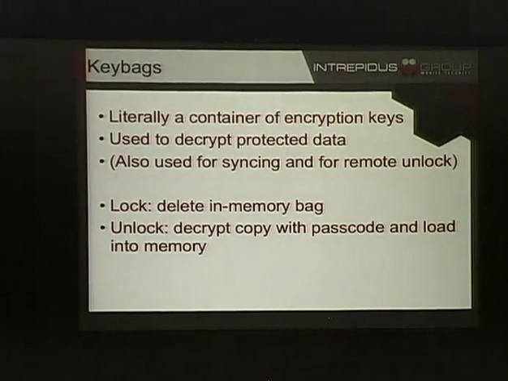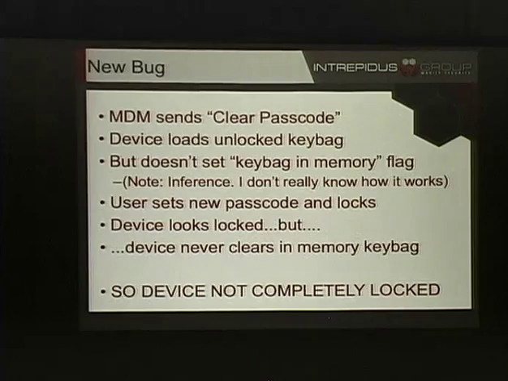When you lock it, the key bag that's in memory gets deleted, thrown away, gone. Those keys do not exist in memory, therefore it can't access the protected data because it can't decrypt it. That's how it locks. It's a very strong method. When you unlock it, it finds an encrypted copy of the key bag, uses data from your passcode to decrypt that bag, and loads it into memory. So that's how the keys get passed back and forth.